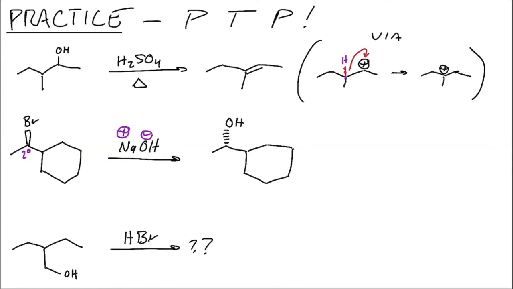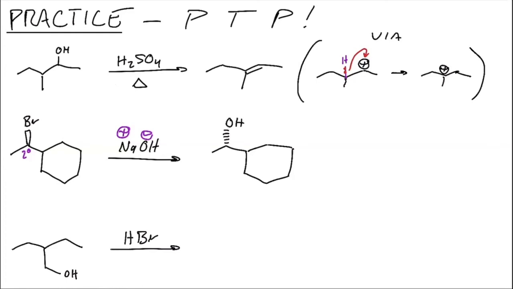Well, we have a strong acid here, and instead of it being H2SO4, there's no heat. We're not making an alkene, right? We're not doing an elimination. We're going to be doing a substitution here. So we're going to protonate this OH with the acid part of HBr, and then the Br can come in as our nucleophile and basically just substitute for it directly.